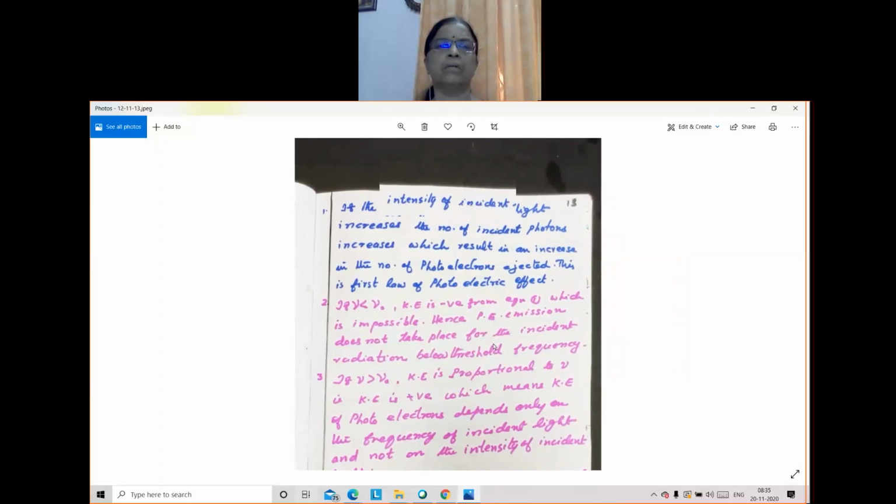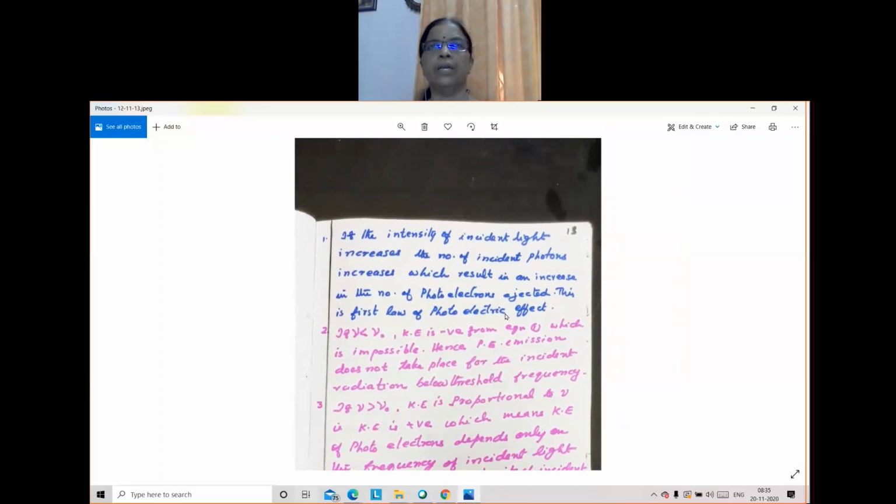Okay, the first law we know: intensity is directly proportional to photoelectric current. According to Einstein's photoelectric equation, all 4 laws are explained. If the intensity of the incident light increases, the number of incident photons increases, which results in an increase in the photoelectrons, and therefore the photoelectric current increases.